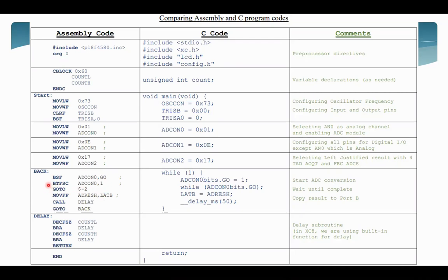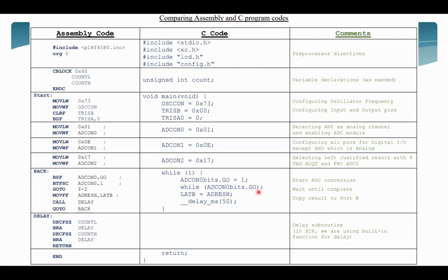So this is a loop which waits for the go bit to become 0. In C, we can write a while statement for that. While AD control 0 bits dot go, and this bit is already 1, so this condition is true, it is 1. As long as this bit is 1, it continues to execute this while loop. This while loop does not have a body, so there is just a semicolon here.